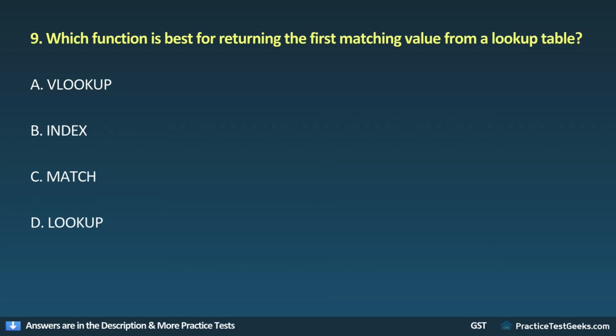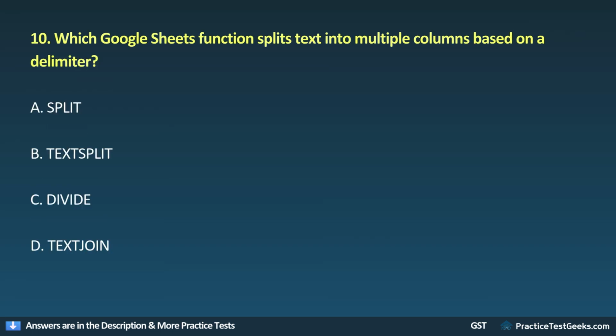9. Which function is best for returning the first matching value from a lookup table? A. Lookup. B. Index. C. Match. D. VLOOKUP. 10. Which Google Sheets function splits text into multiple columns based on a delimiter? A. Split. B. Text split. C. Divide. D. Text join.